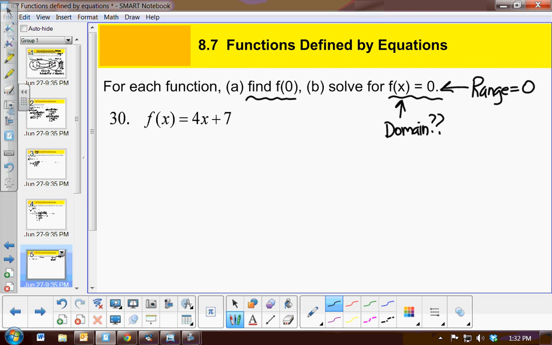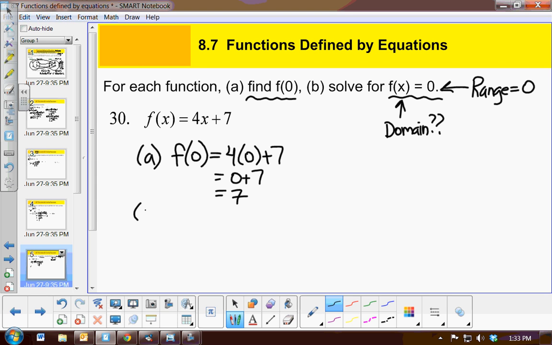Let's try it. Let's do A first for function f. So we're told that the domain is 0. Can you find the range? So 4 times 0 plus 7, 0 plus 7. So when the domain is 0, the range will be 7.